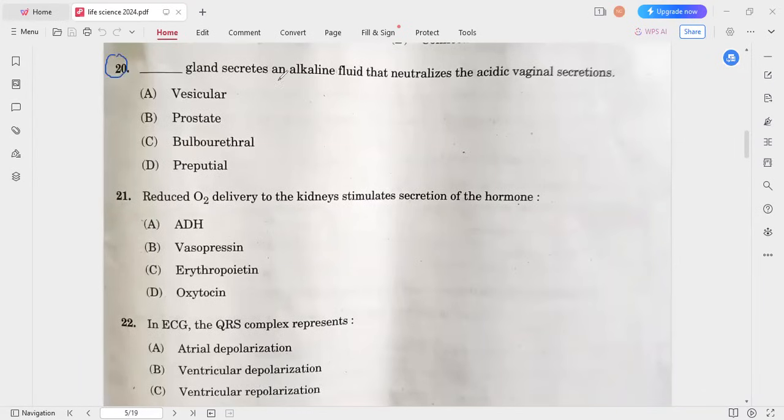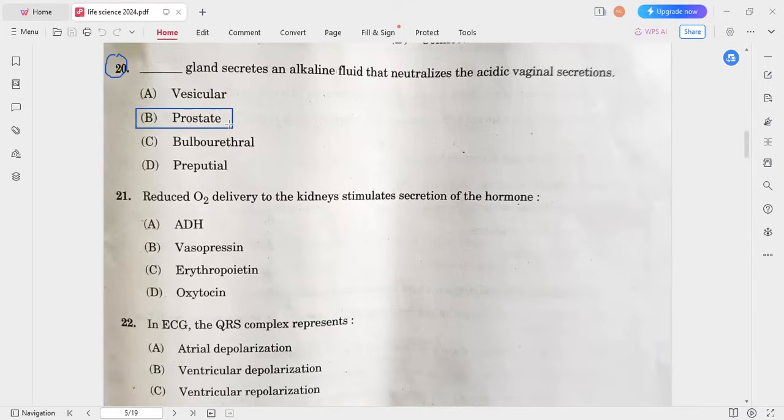The prostate gland secretes an alkaline fluid that neutralizes the acidic vaginal secretions. So here, this one, prostate gland secretes a slightly alkaline fluid which helps to neutralize the acidity of the vaginal tract. Usually the function is to prolong the lifespan of the sperm.